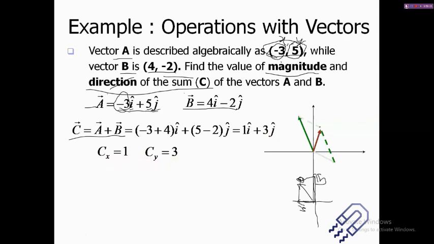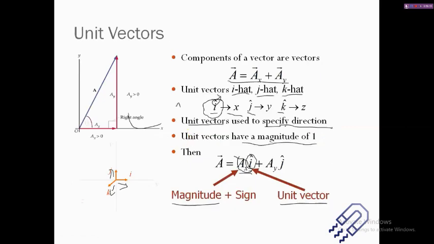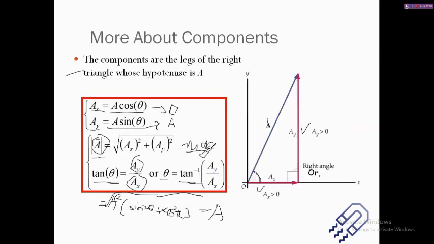Is it clear? Once we know the magnitude along the x-axis and the y-axis, can we find out the angle? Yes, because we already know what theta is. And can we find out the magnitude of C? That can also be found out. If we go back, we have already seen the magnitude and the angle, so we have to use this particular formula.